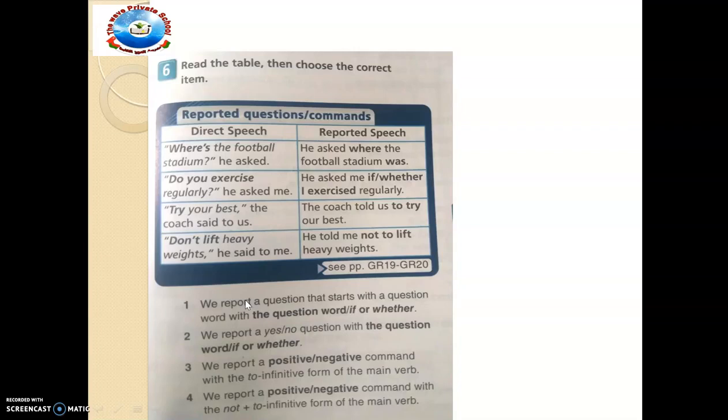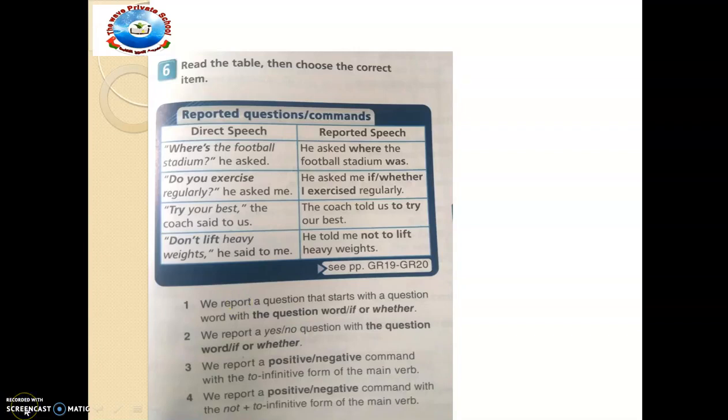Also, when the direct questions begin with a question word like who, where, what, why, and when, then we use the same question word in the reported question. But when the direct question begins with an auxiliary verb like is, do, have, then we use if or whether in the reported question. Did you get that right?